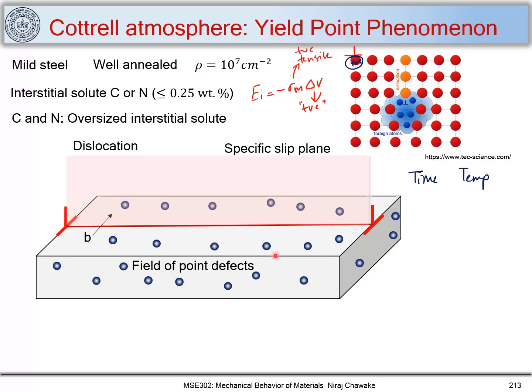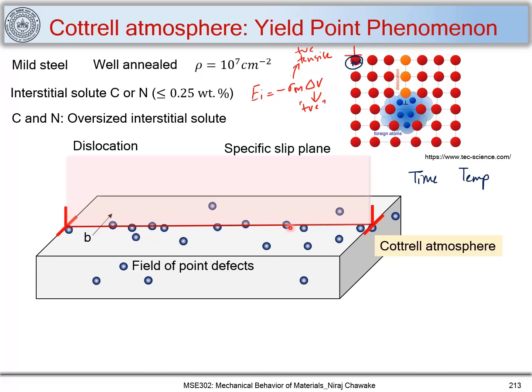what will happen? These carbon atoms will try to move near to this dislocation or diffuse to the core of this dislocation below the slip plane, because here the interaction energy is negative. So these carbon atoms will move here and get accumulated near the core of the dislocation below the slip plane, and this kind of atmosphere, this accumulation of carbon atoms near the core of the dislocation, is called Cottrell atmosphere. This atmosphere of solute atoms around the dislocation is called Cottrell atmosphere. It is also called Cottrell-Bilby cloud. Because of this atmosphere, it will be difficult to move this dislocation in the lattice, and we'll be seeing its implication on yield point phenomena.